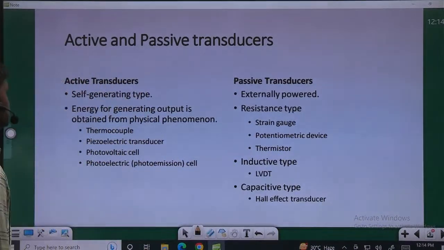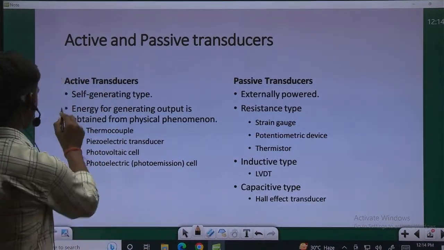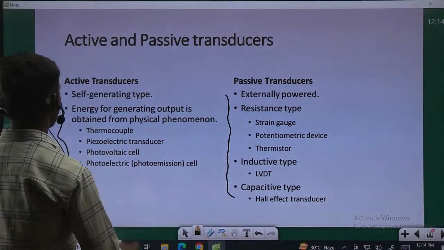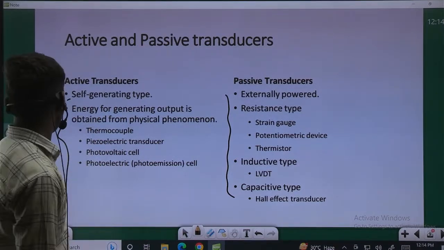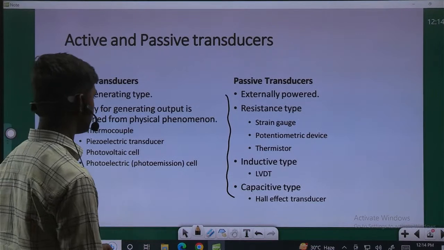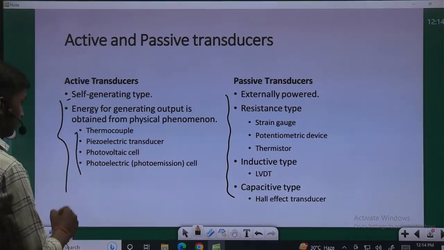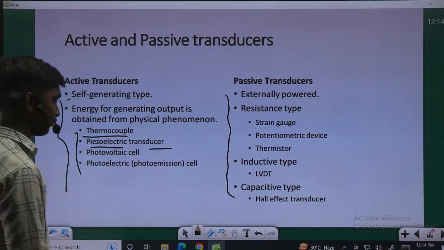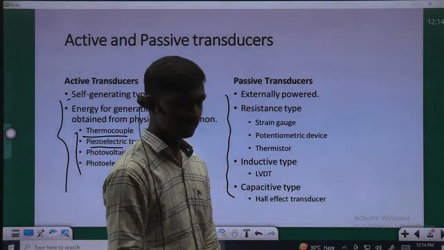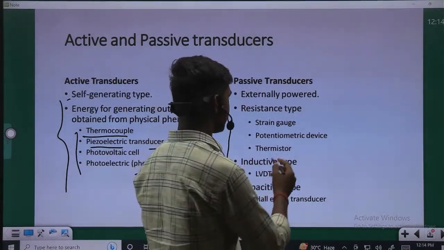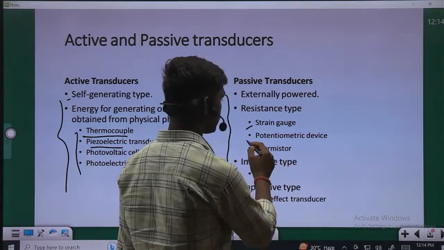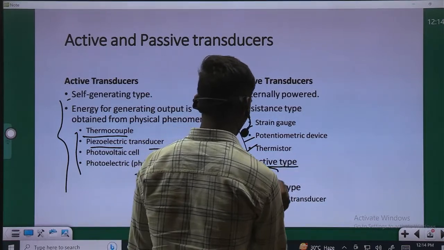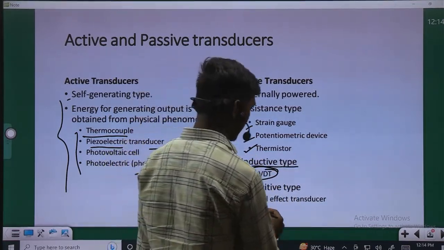Active and passive transducer. Active transducers have these properties, and passive transducers have these properties. Active transducer, self-generating type, and energy for generating outputs is obtained from physical phenomena, and they are the thermocouple and piezoelectric transducers, photovoltaic cells, and photoelectric and photoemission cells. In a passive transducer, there are externally powered resistance types, strain gauge, potentiometer device, thermistors, and inductive types. In inductive there is LVDT, and in capacitive type there is the Hall effect transducer.